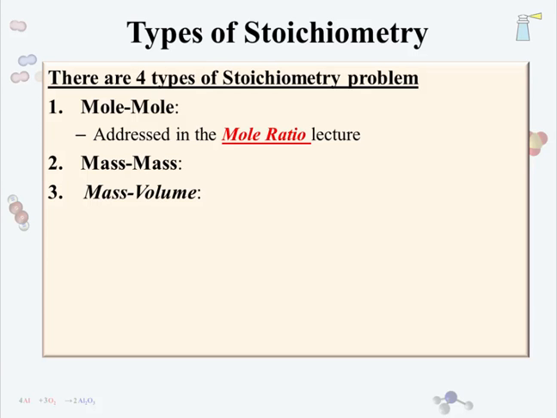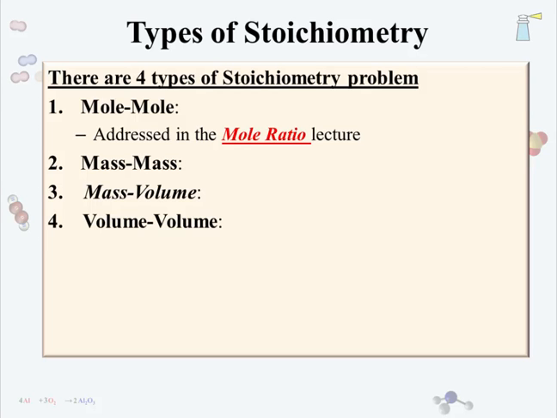The volume covered there was volume of solution and required a concentration. Not discussed in those lectures is the fourth type, volume to volume. While these volumes can be solution volumes, they can also be volumes of gas.